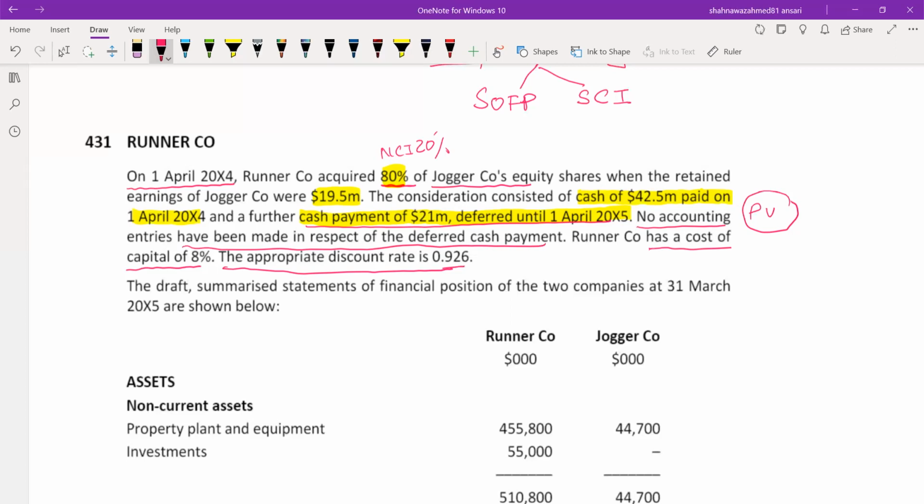So what I have to do? I have to identify the present value of this. So let's calculate the present value of this, first of all. And that is 21 million multiplied by 0.926. So this is the present value of deferred consideration. Now let's identify how much is the value. Let me calculate. So it's 21,000 multiplied by 0.926. It's 19,446. So if we round off this, it's 19,500.